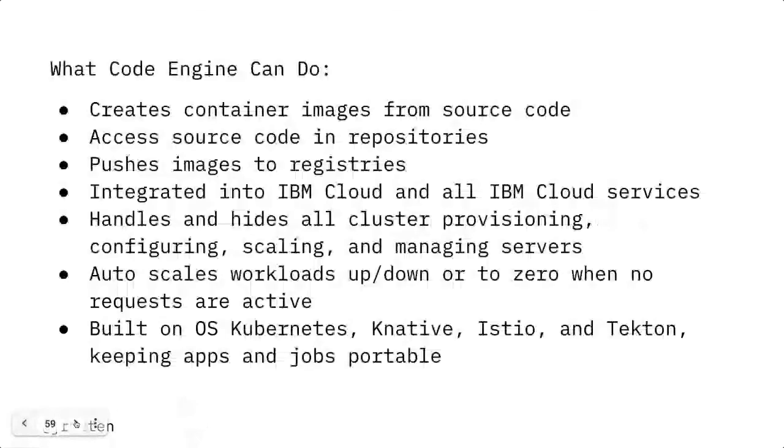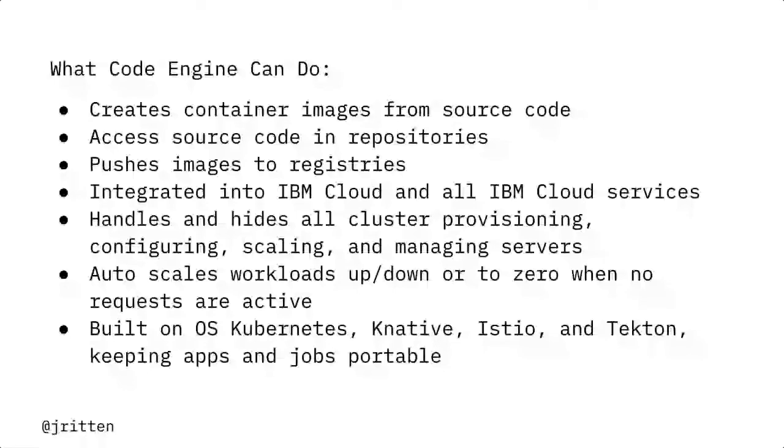So what Code Engine can do: it can create container images from source code. It can access source code in repositories. Remember, we talked about those private and public registries. It can push images to registries, public and private, whether you want to use Container Registry or Docker Hub or Quay. You can use all of those with Code Engine. It's integrated into IBM Cloud and all IBM Cloud services. So if you want to add chatbots and machine learning and logging and all kinds of cool stuff, you're easily able to do that.